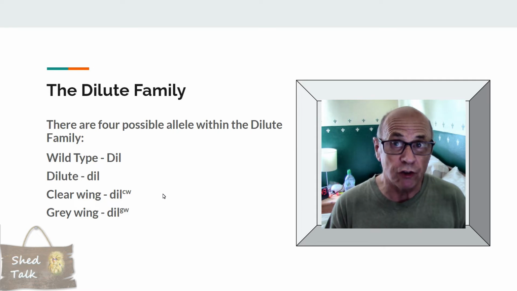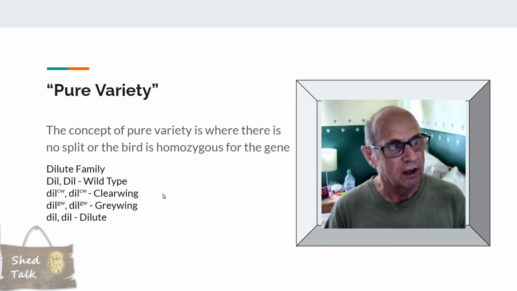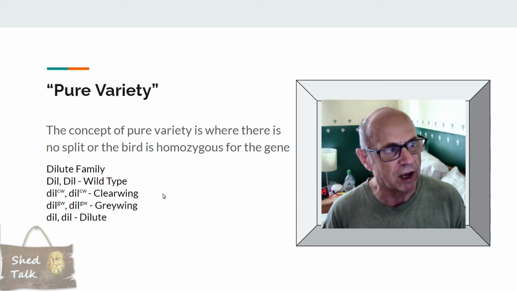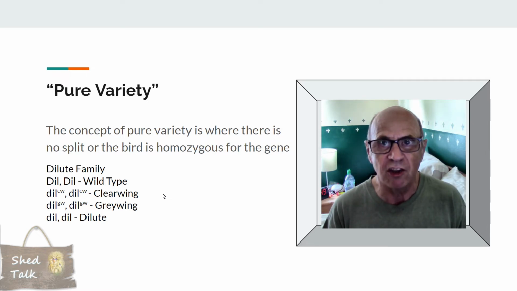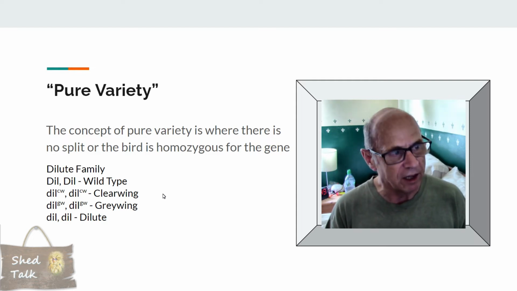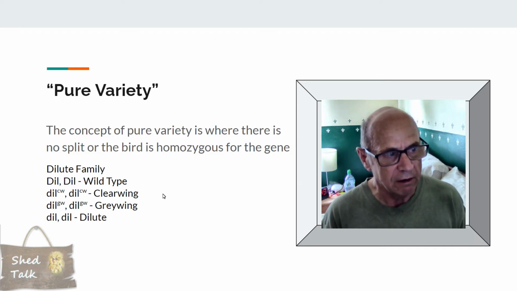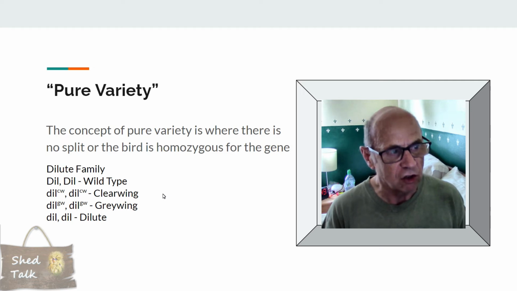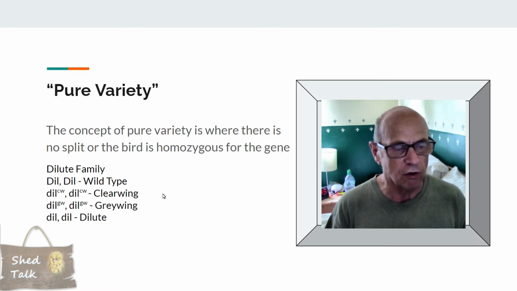What I always like to do when I'm thinking about this is start off with what I refer to as the pure variety. By pure variety, I mean a concept where there is no split, or the bird is homozygous for that particular gene. So it contains 2 of the same allele for that gene. Within the dilute family, the wild type would contain 2 of the wild type allele. The clear wing would contain 2 of the clear wing allele, the grey wing would contain 2 of the grey wing allele, and the dilute would contain 2 dilute alleles.